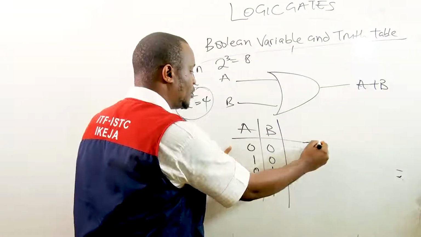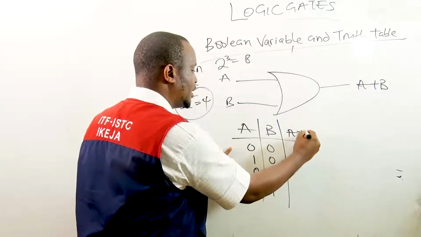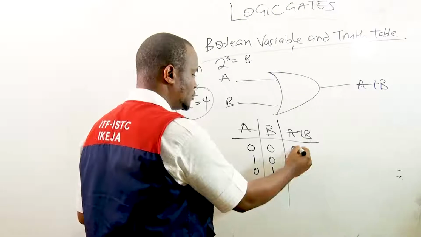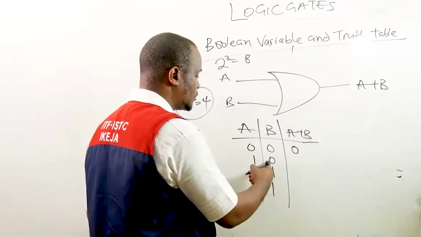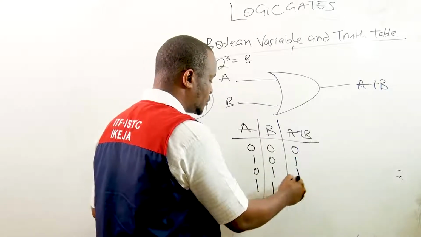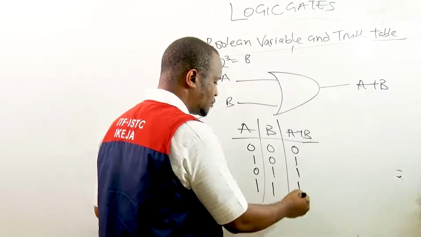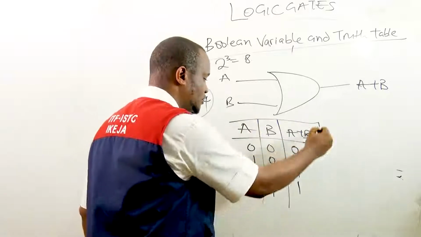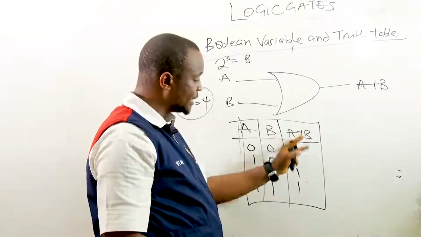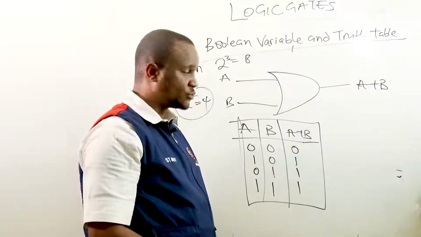And then the OR gate, that is the A or B value: 0 or 0 will give you what? 0. 1 or 0 will give you 1. 0 or 1 will give you 1. 1 or 1 will give you 1. So this is what is known as the truth table: all possible combinations and their likely outputs.